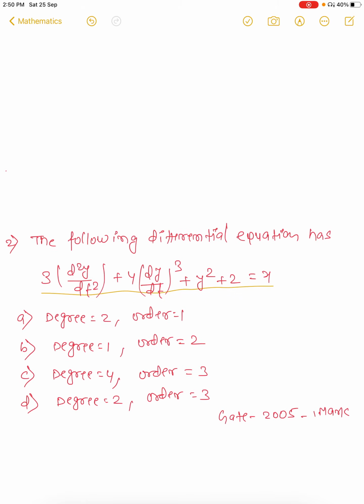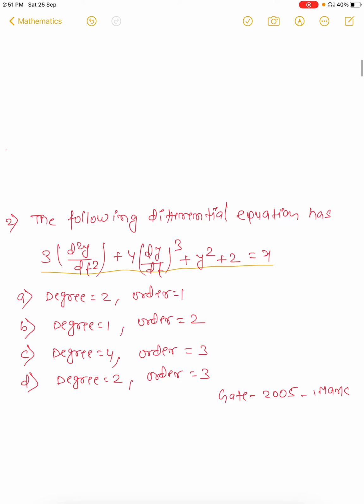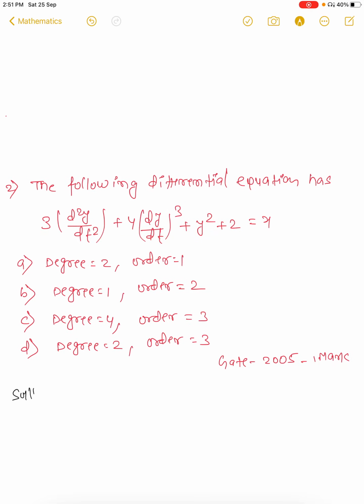The following differential equation has d square y by dt square plus 4 dy by dt to the power 3 plus y square plus 2 equal to x. We have to tell the degree and order. Order is the highest derivative term. Always remember, order is nothing but the highest derivative term.